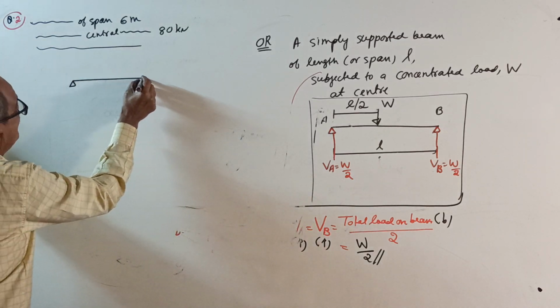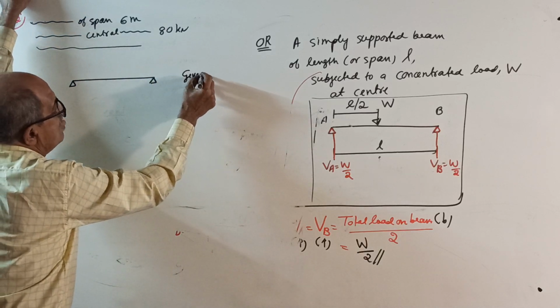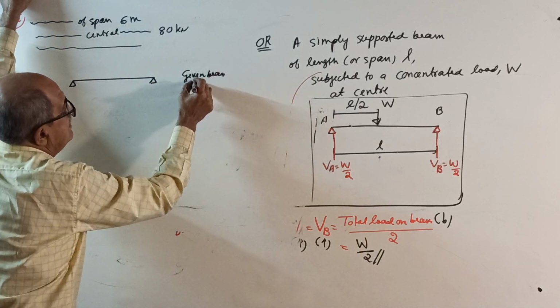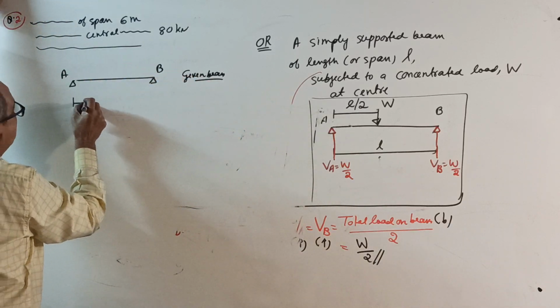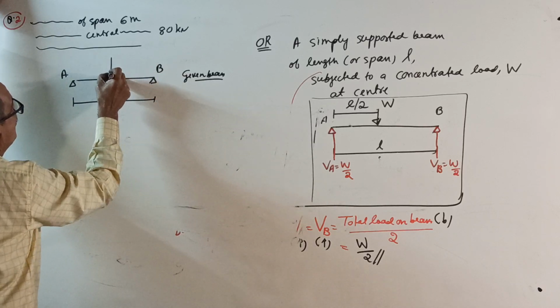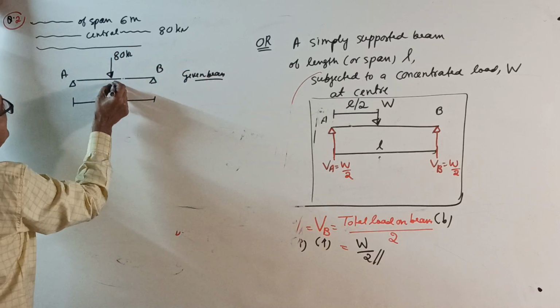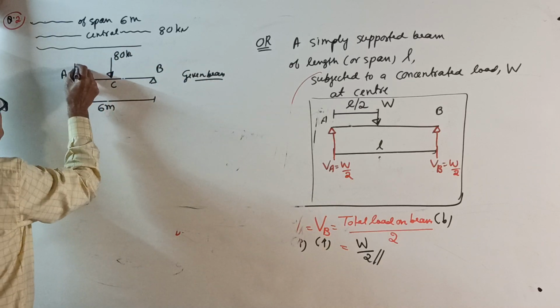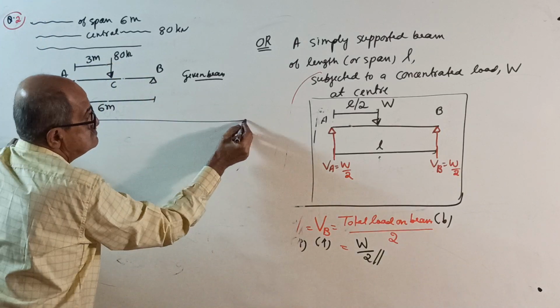This is the beam. Always remember, first always you write the given beam. Make a practice in future. Do not write anything on the question. See, span is 6 meter, a load of 80 kilonewton. They told central load, this point is C. If it is 6 meter, this will be 3 meter. Okay. Now put the beam.